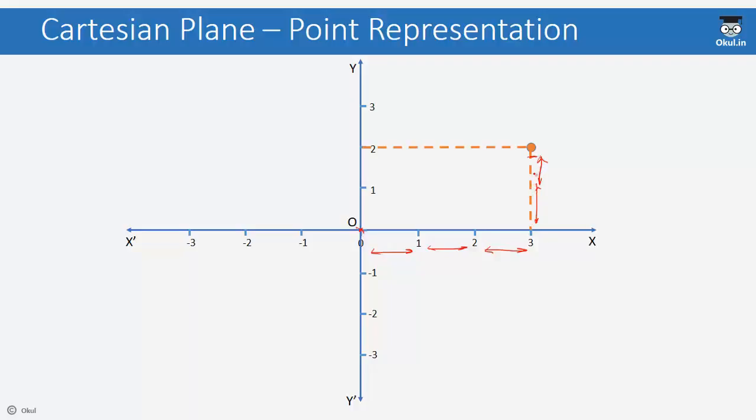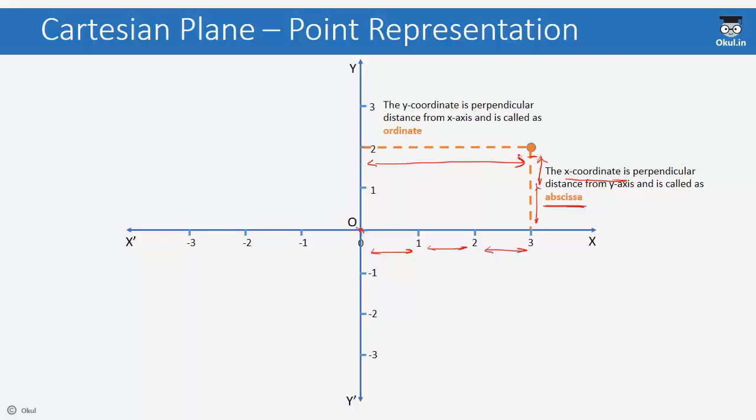So now, what is the distance from x and y-axis called? The perpendicular distance from the y-axis, that is this distance, is known as the x-coordinate or the abscissa. In a similar manner, the perpendicular distance from the x-axis, that is this distance, is known as the y-coordinate or the ordinate. So now here abscissa is the distance along the x-axis and ordinate is the distance along the y-axis.